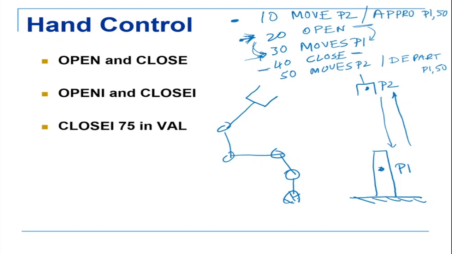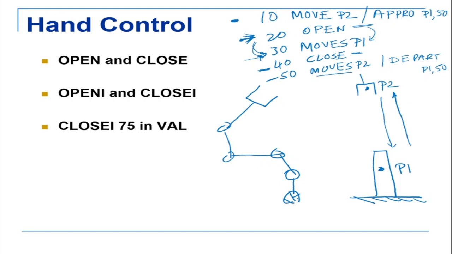Similarly, after it has gone to P1, we say close, it closes the gripper. So the compiler will execute this line and say close, which means it will give a signal to the gripper controller to close. But that closing will take some time. If it's a pneumatic gripper, it is going to get the pneumatic pressure, then the gripper is going to close slowly. Okay, but the compiler, after executing this, will immediately move here, and it has also started moves P2 now.